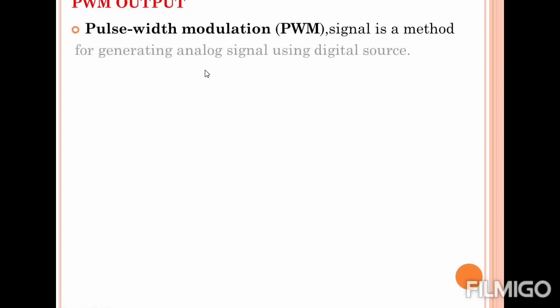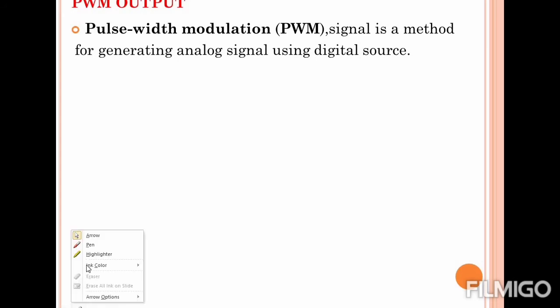And here we will see how pulse width modulation works. First, the pulse width modulation signal is a method for generating an analog signal using a digital source. Actual PWM signals are digital signals. With the help of these digital signals, we can generate an analog signal or analog source. We will see later how we generate the analog signal.